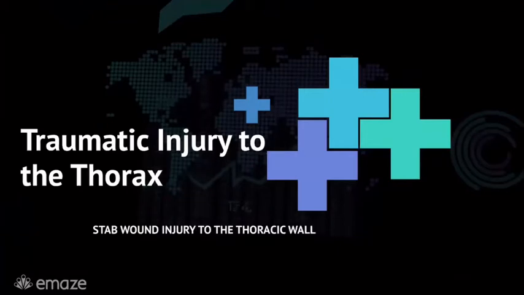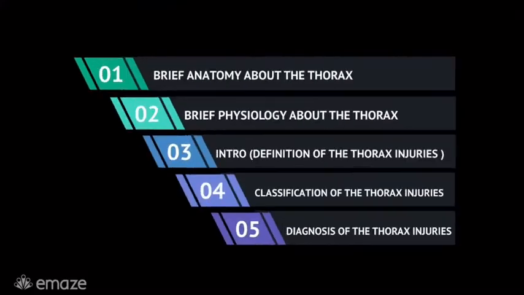Today, me and my friends will talk about traumatic injury to the thorax, and these are our objectives. Number one, brief anatomy about the thorax. Number two, brief physiology about the thorax. Number three, intro definition of the thorax injuries. Number four, classification of the thorax injuries, and number five, diagnosis of the thorax injuries.